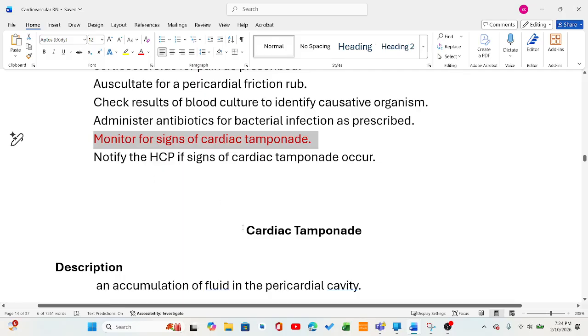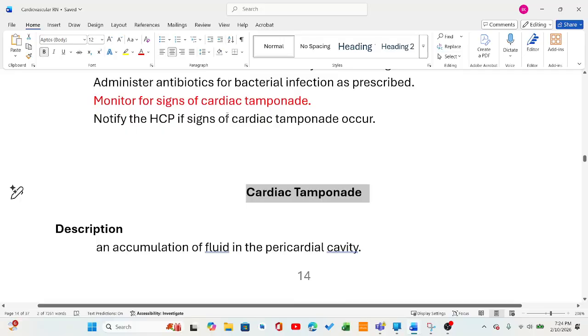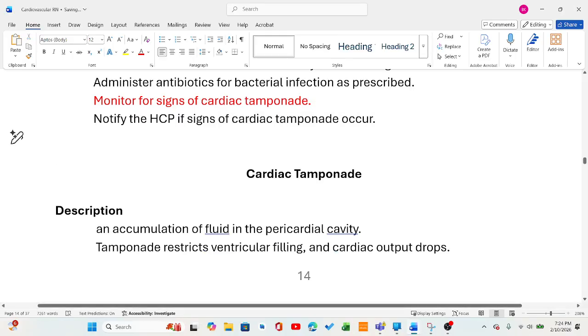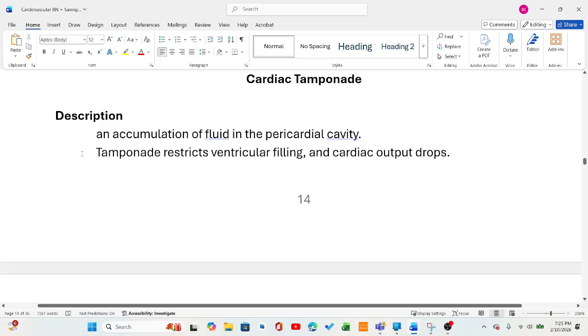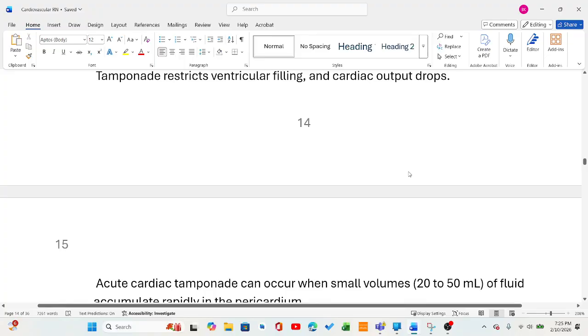I'll talk more about that in my next slide. Any sign of cardiac tamponade is a medical emergency. You need to report that to the doctor right away, because you might lose your patient. So what is cardiac tamponade? Cardiac tamponade is when you have accumulation of fluid in the pericardial cavity. Remember, there's an infection in the pericardial sac, which is the outermost layer of the heart, and therefore fluid will be able to build up in there. When that happens, this restricts the ventricles from filling up and also affects the cardiac output.